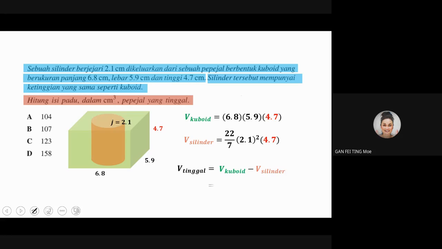Then what happened to this? The remainder will be the V cuboid minus the V cylinder. You get this answer. See again, the answer that you get will not be the actual answer in A, B, C, D. So which answer do you want to choose for this question? Which answer?